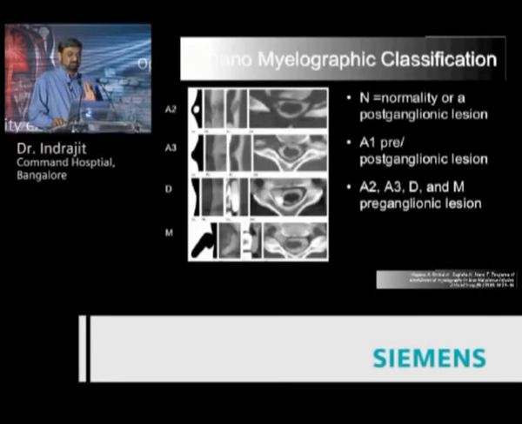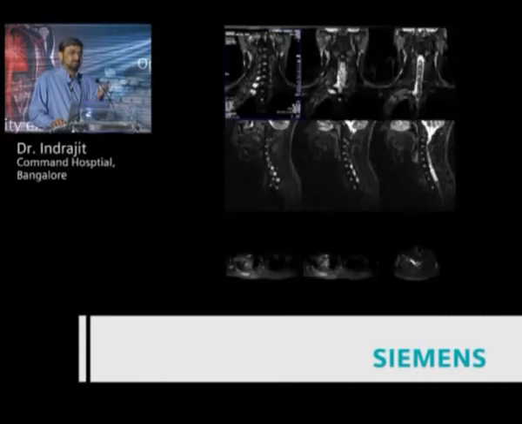Nagano's classification is basically a CT myelo classification, and there are certain categories. Amongst them, the A2, A3, D and M types are there, which signify preganglionic lesions. This was very popular during the CT myelo days, but now it has come slightly off the radar. But when evaluating in MR myelo during analysis of the brachial plexus, this can be applied because it just matches whatever was happening in CT myelo.